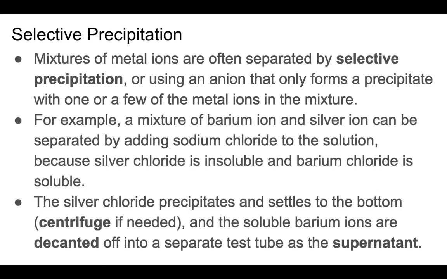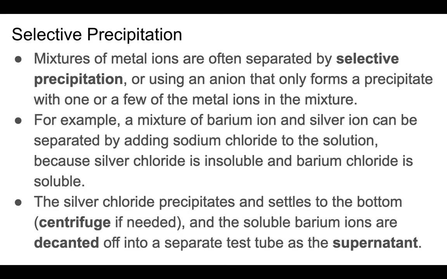Let's take a look at a first example here, just a simple little example of 2 ions, barium and silver. Barium plus 2, silver plus 1. That's an easy one to separate. All you have to do is add a little sodium chloride to the solution. Silver plus 1 and chloride minus 1 is an insoluble combination. It's got a small Ksp. Barium chloride is soluble. So adding chloride to a barium and silver ion mixture will precipitate the silver. The silver settles to the bottom.